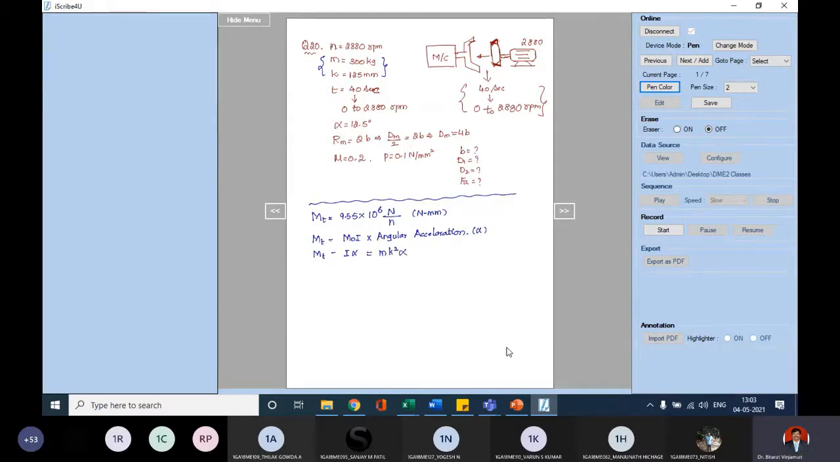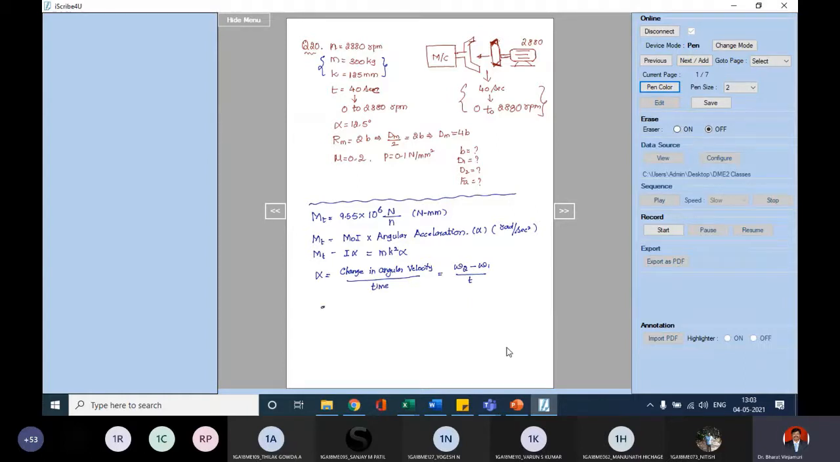Now angular acceleration will be in terms of radians per second square. So once again, m k square alpha: mass he has given, k value has been given, alpha we need to find, the angular acceleration. Now what is acceleration? Once again, change in velocity by time. So angular acceleration is change in angular velocity by time. Angular velocity is not v, it is omega. So omega 2 minus omega 1 by time. Time he has given, so I need to know the values of omega 2 and omega 1.